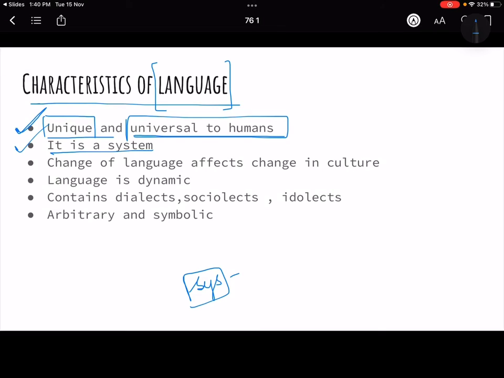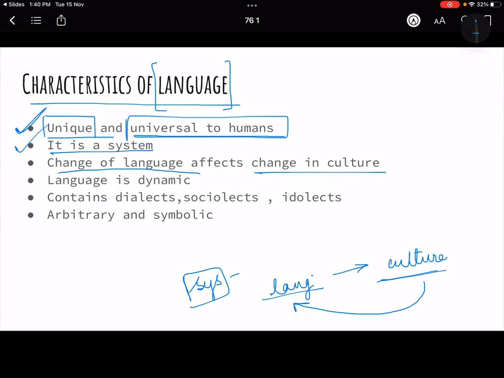Then change of language affects change in culture. Obviously, if there is any change in the language, it will affect or show the changes in its culture. So this we had established yesterday only, and it is vice versa also. Change in culture shows change in the language also. For example, the usage of lingos today show that language is changing and so is the culture, right? So then language is dynamic. Obviously language does not remain the same.